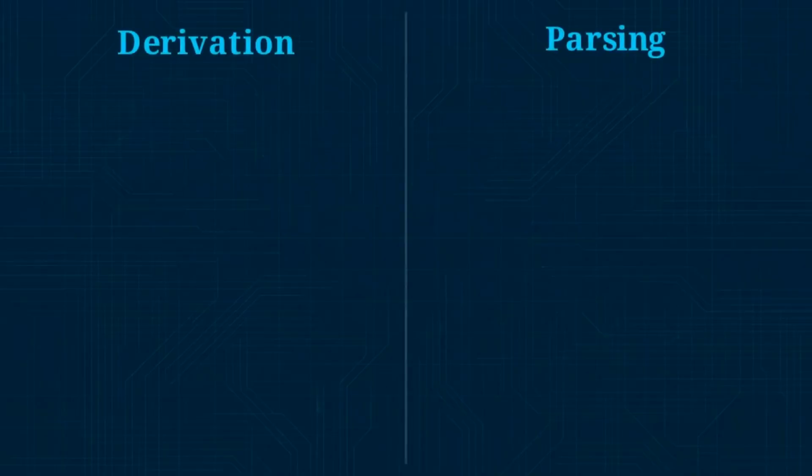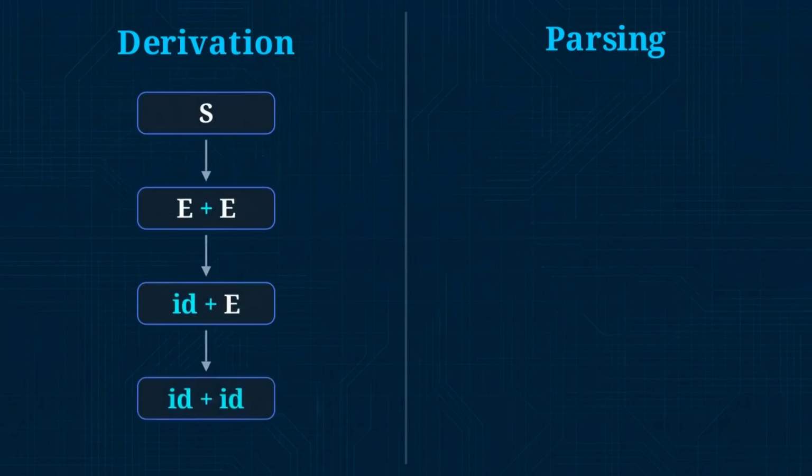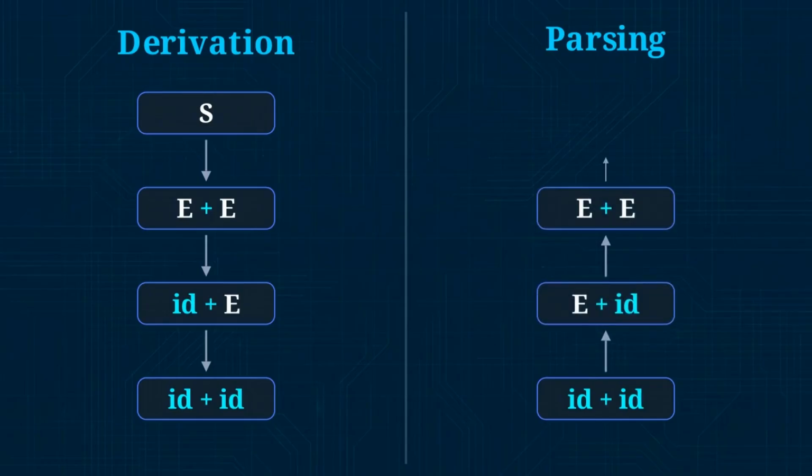Notice the contrast in the split screen. While derivation flows downward to generate code, a compiler's parser works in the exact opposite direction. It takes the finished sentence, like ID plus ID, and reverse engineers the derivation upward, collapsing it all the way back to the start symbol.